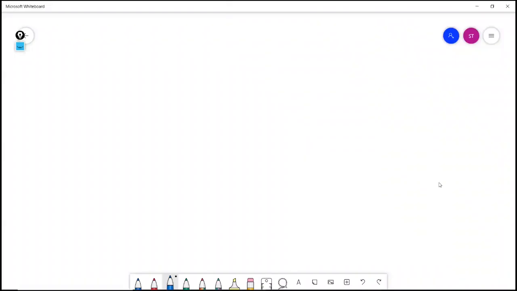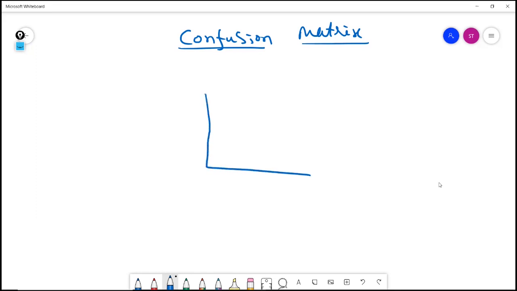Before getting into type 1 and type 2 error, let's understand some matrix here. Typically we call it a confusion matrix. As the name itself says, confusion matrix. Yeah, there is a little confusion, but it's very clear. So you just need to pay attention here. So let me draw this.